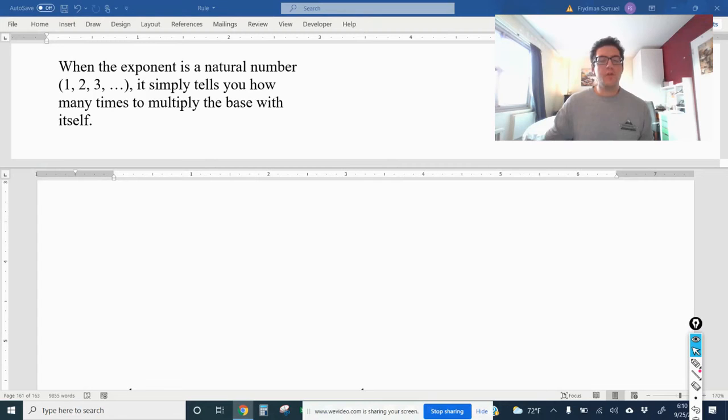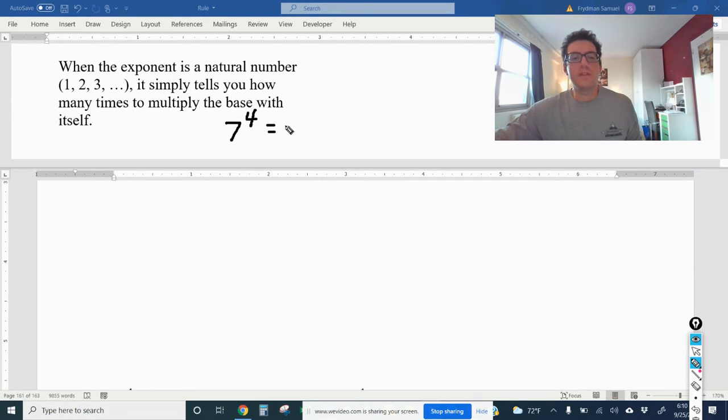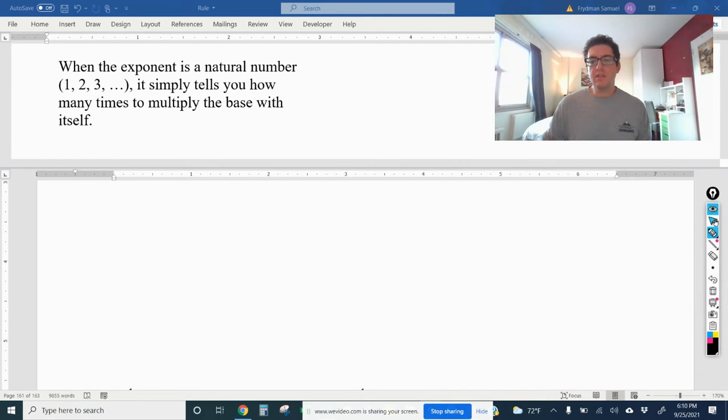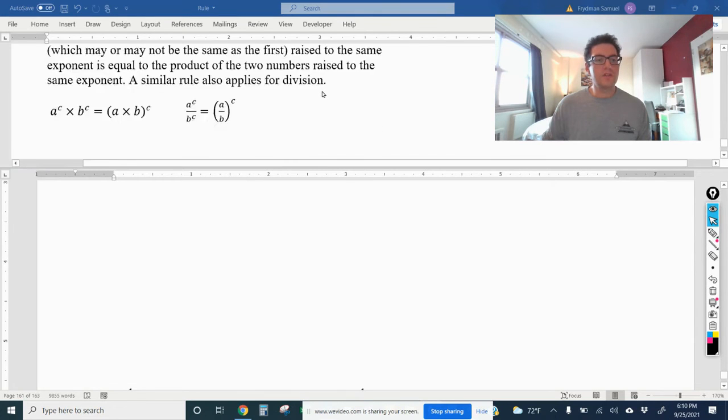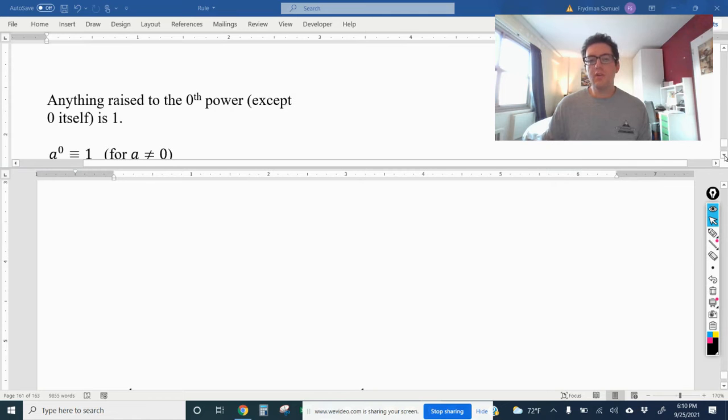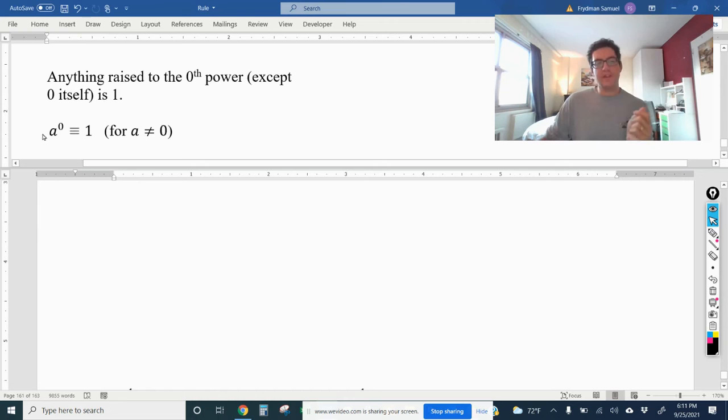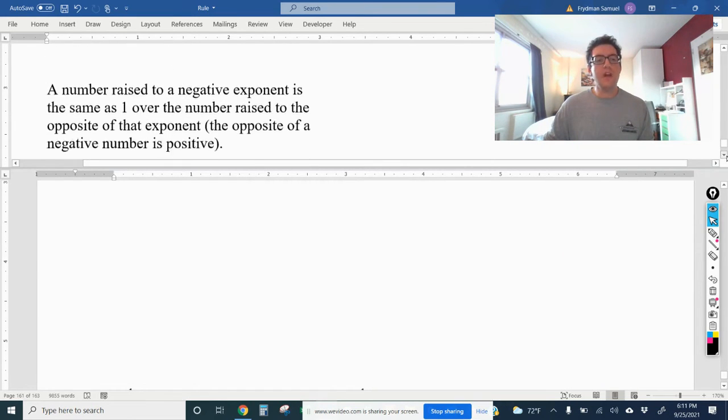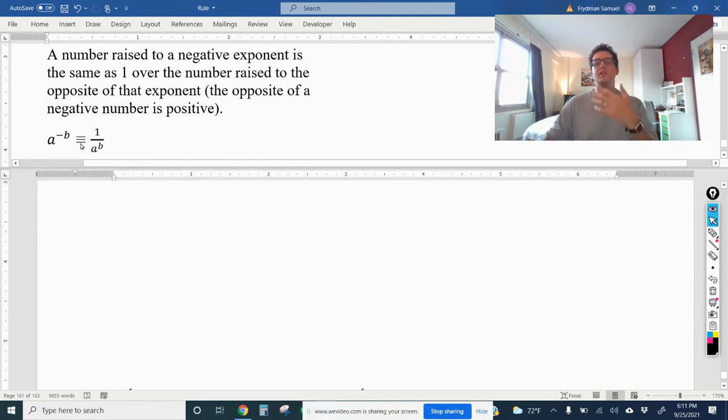Okay, so we've covered a lot of ground. Now we know what it means for something to have an exponent which is a natural number. So for example, 7 to the 4th power means 7 times 7 times 7 times 7. We also know what an exponent of 0 means. So something raised to the power of 0 is just 1. Okay, except if that number is 0, then 0 to the 0th power is undefined. Anything else to the power of 0 is 1. We know what it means to have a negative exponent. A to the negative b is the same as 1 over a to the positive b. That's the way it's defined.